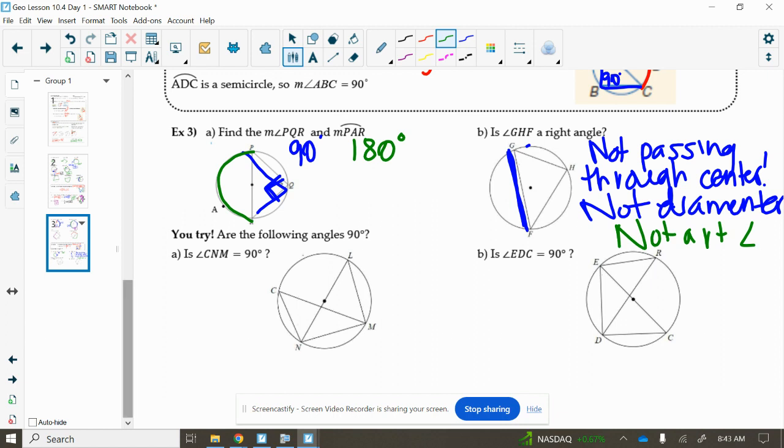Down below, you want to check out those examples, okay? You want to check out, is CNM a right angle? And you want to check out, is EDC a right angle? So again, you're checking, do they create semicircles?